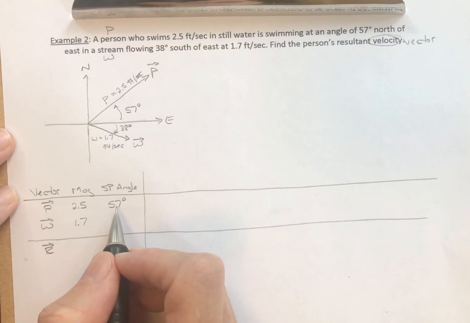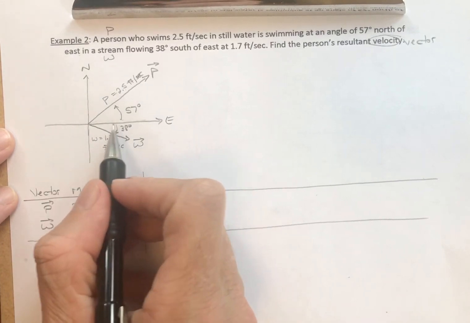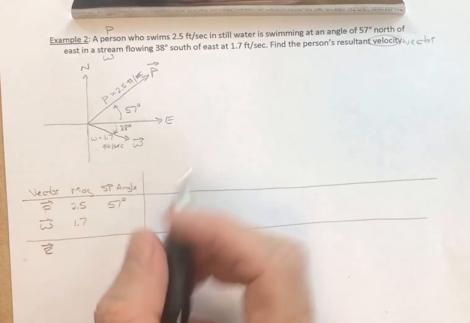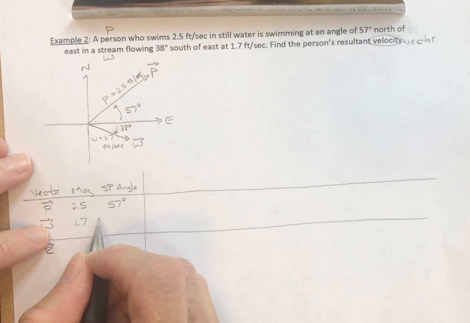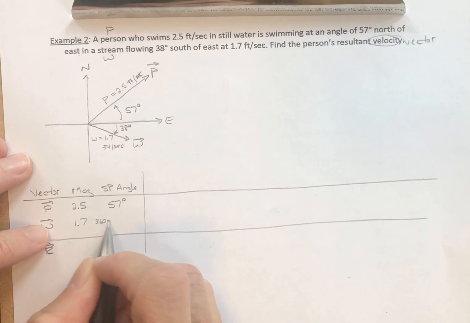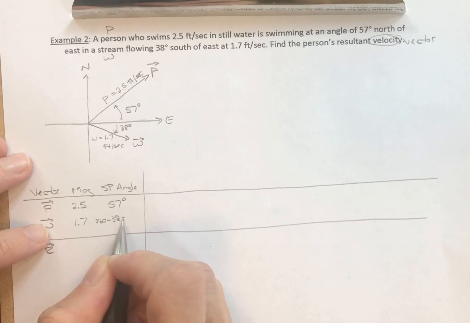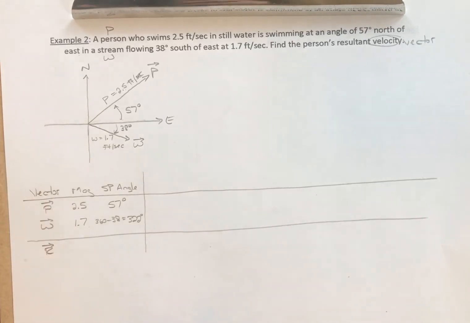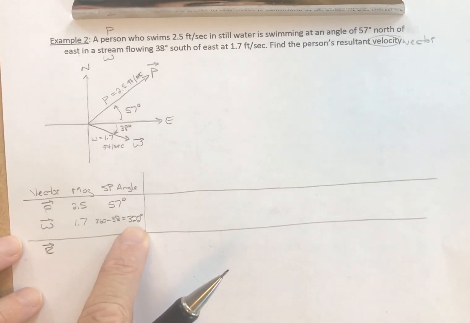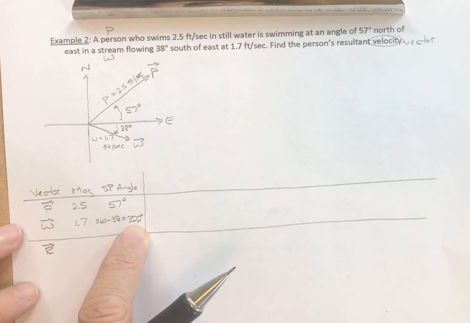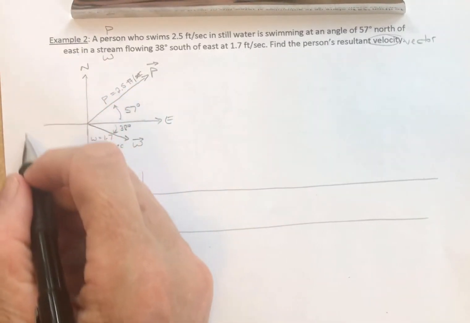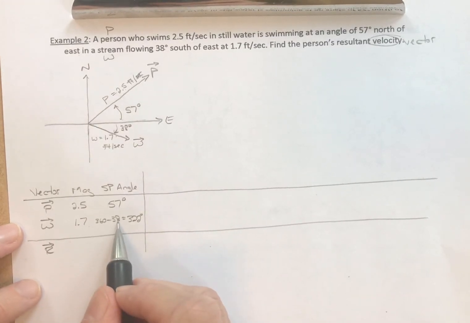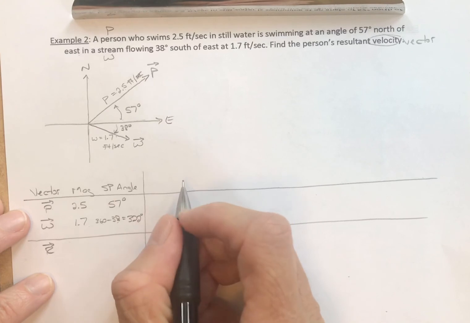The water's standard position angle: standard position means I start from the x-axis and go counterclockwise. So in this case I have to do some math: 360 minus 38, which comes to 322 degrees. So that's the standard position angle, 322 degrees. I have to go around to get to here, 360 minus 38.